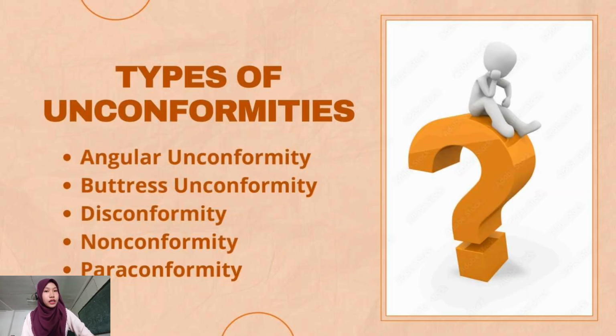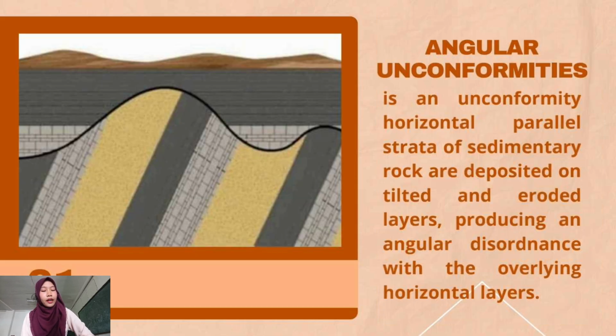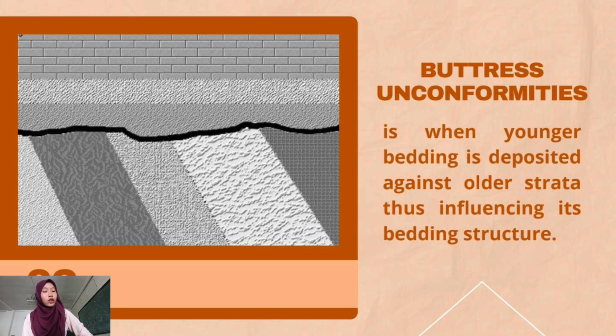So here we have different types of unconformities. Let us first discuss the angular unconformities. It is an unconformity where horizontal parallel strata of sedimentary rock are deposited on tilted and eroded layers, producing an angular discordance with the overlying horizontal layers. Next is buttress unconformities. This is when younger bedding is deposited against an older strata, thus influencing its bedding structure.